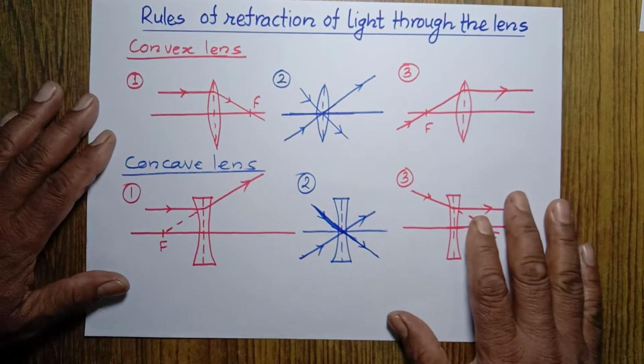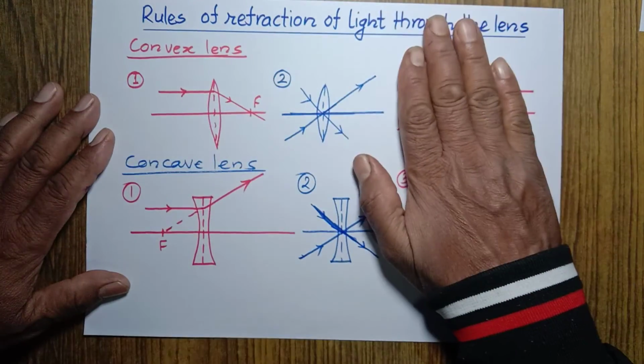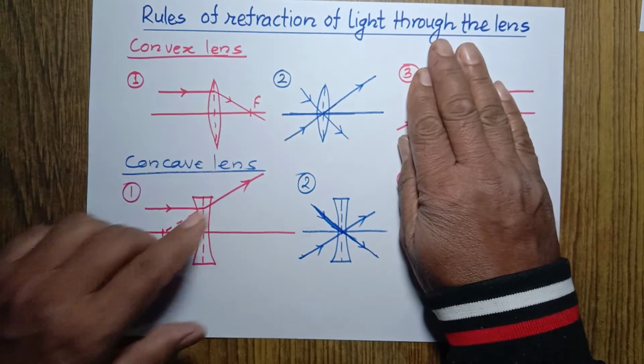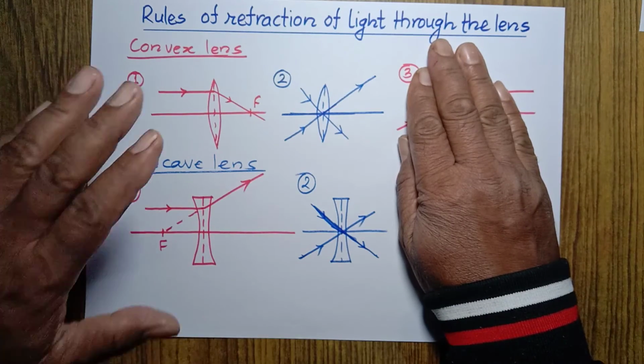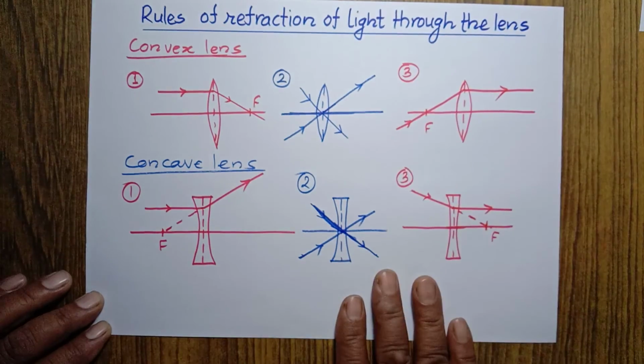So, first and second, for convex lens, these two rules are enough to draw all the rays of light, and these two rules are also enough for concave lens to draw different rays of light related to concave lens. Okay, this much for today.